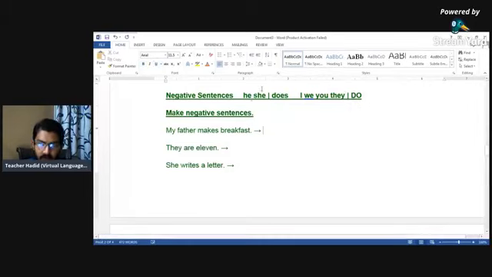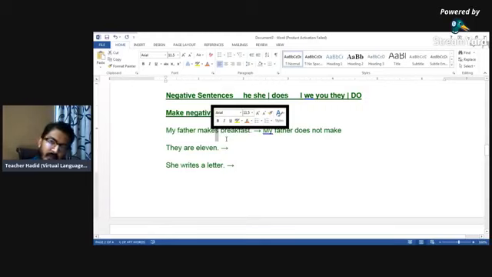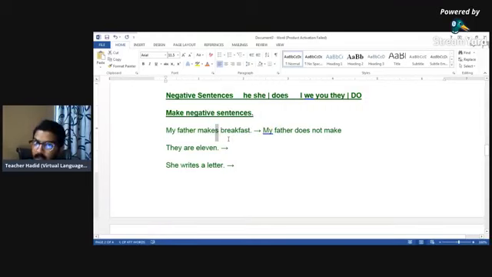Here, my father, I'm talking about a third person because I'm not talking to my father, I'm talking about my father, and it's he, singular. So for negative I will say does not. So the negative sentence should be "my father does not," and then I have to remove this s. When we make a negative of present simple tense of third person singular, with s or es, and then negative with does not, we should not repeat this s again. That is the rule.